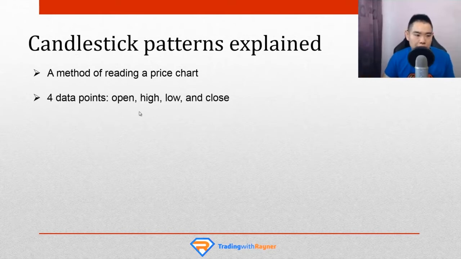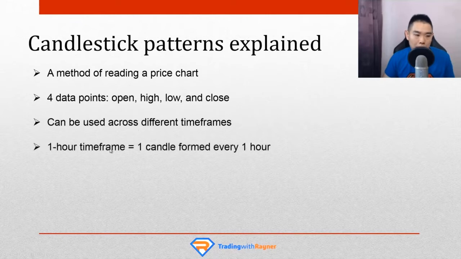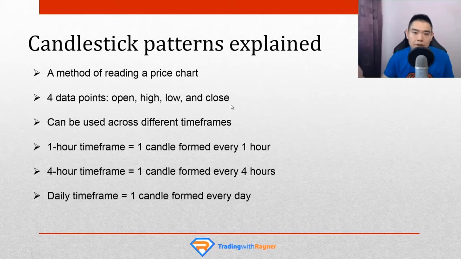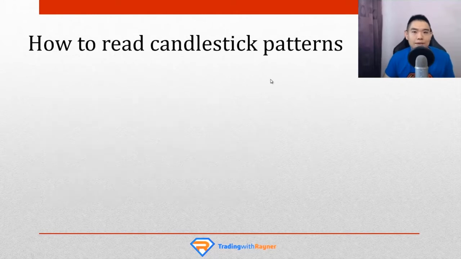A little bit more about candlestick patterns is that you can use them to trade different time frames. For example, if you see a candlestick on the 1 hour time frame, it simply means that every 1 hour a new candle is formed. If it's on a 4 hour time frame, a new candle is formed every 4 hours. And if you're on a daily time frame, one candle is formed every single day. Same for the weekly, monthly, same concept. So now let me explain how you actually read a candlestick pattern.